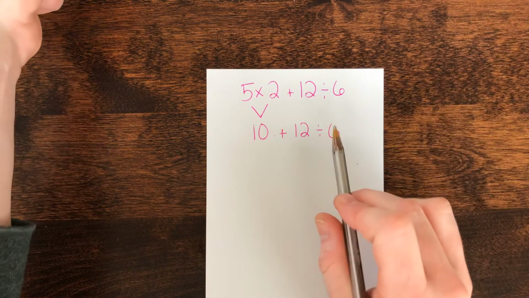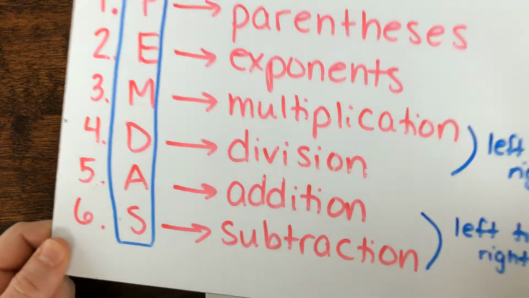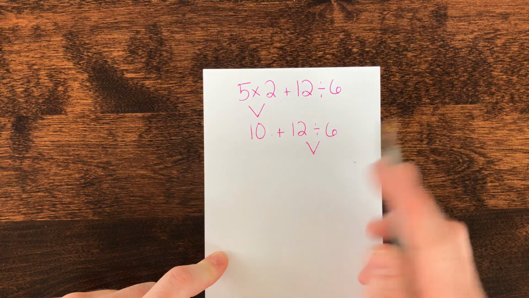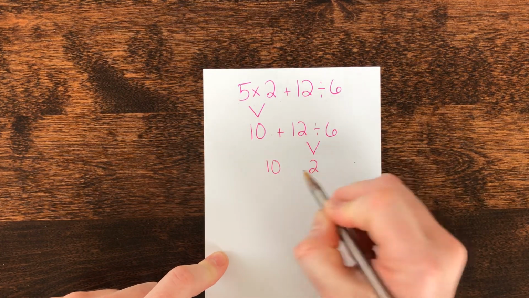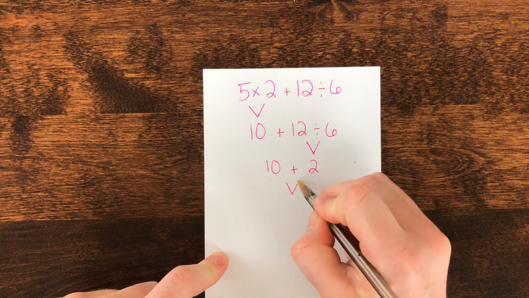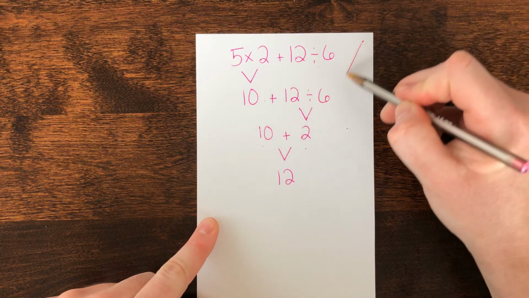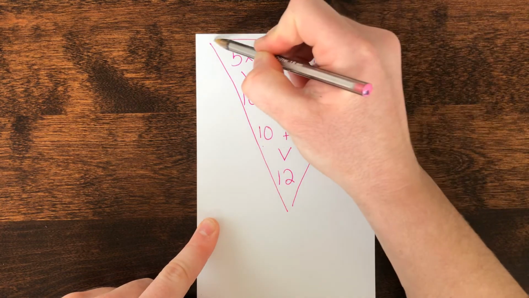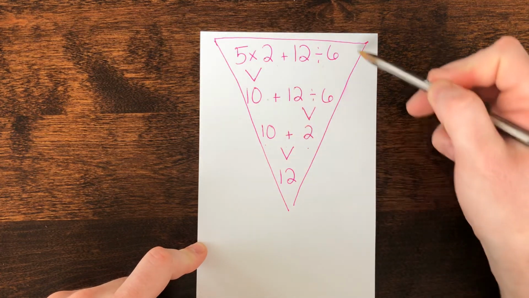Now I have addition and division. Well, division comes before addition. So I'm going to do the division first. 12 divided by 6 is 2. Bring down whatever you did not complete yet. Now I just have 10 plus 2. Oh, that's the only thing left. I get 12. So if I look, I can draw almost a perfect upside down triangle, or a little pizza slice, over my work. And you should be able to do that every single time.